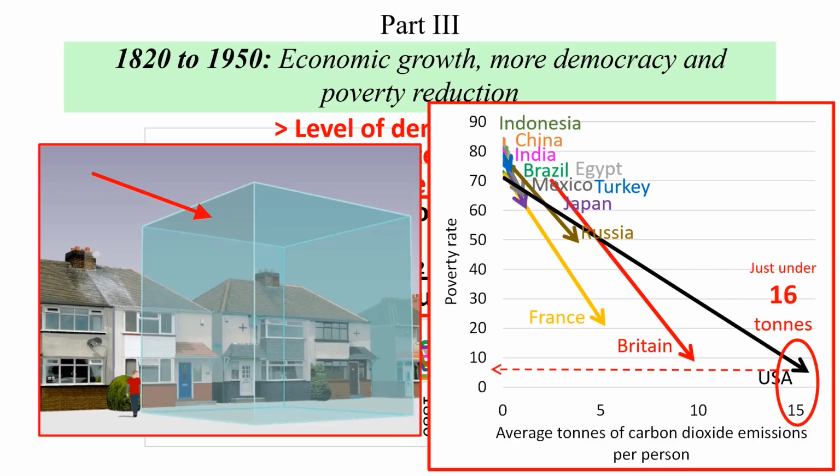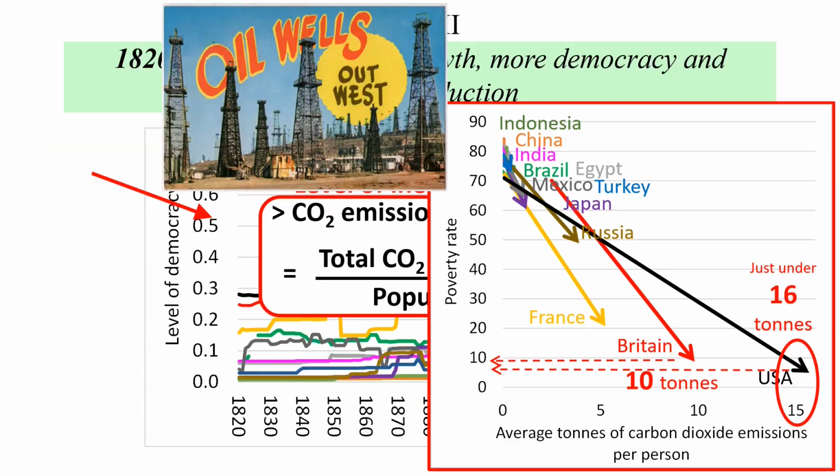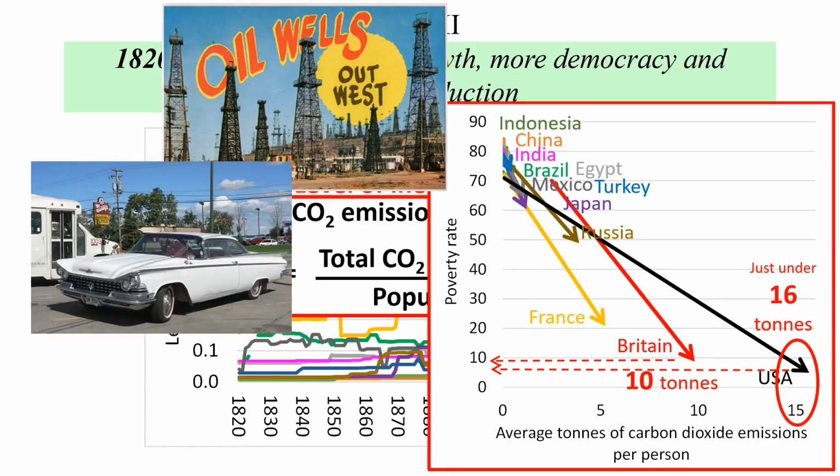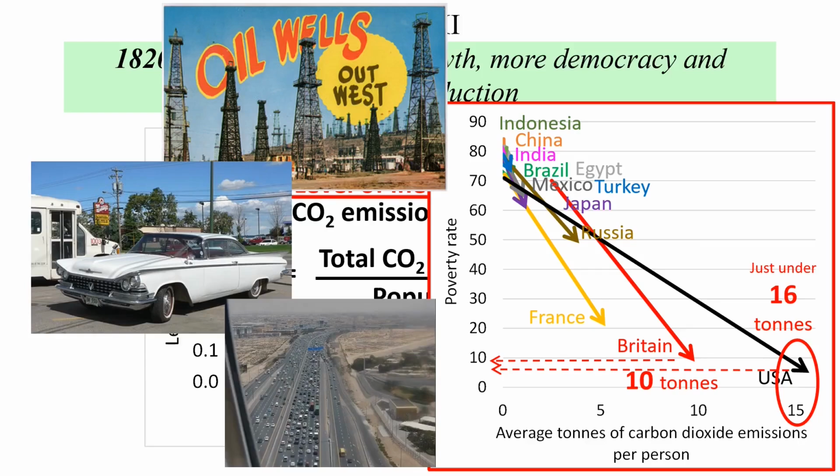Now, why did emissions in the United States climb so high, considerably more so than in Britain, which had also reached a low poverty rate by 1950? The answer is in part that the discovery of oil in the United States meant oil was cheap, many could afford big cars, travel distances were long, and there was limited investment in public transport.